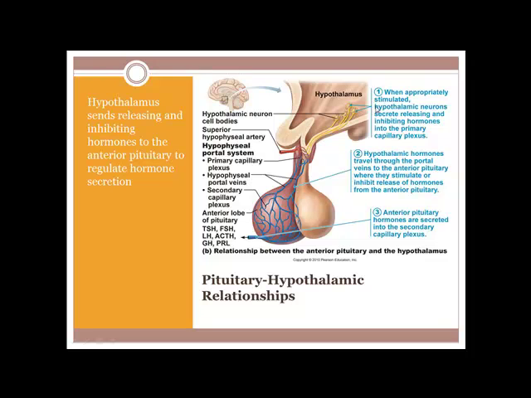When appropriately stimulated, hypothalamic neurons secrete releasing and inhibiting hormones into the primary capillary plexus. So releasing hormones will stimulate release of our anterior pituitary hormones. The inhibiting hormones will inhibit the release. Hypothalamic hormones travel through the portal veins to the anterior pituitary, where they stimulate or inhibit the release of hormones. Anterior pituitary hormones are going to be secreted into the secondary capillary plexus, and they go on their way to the rest of the body.